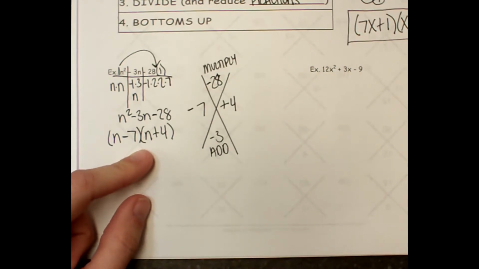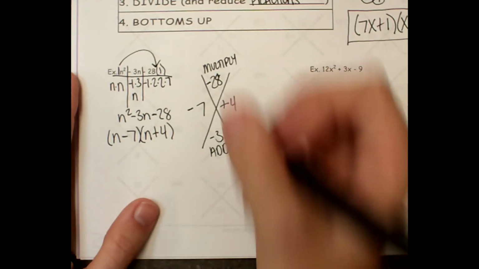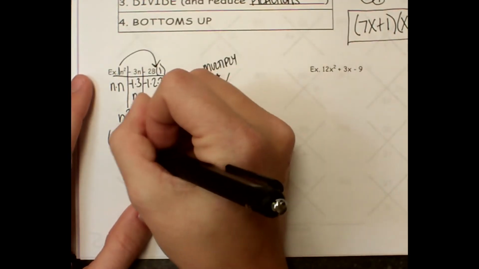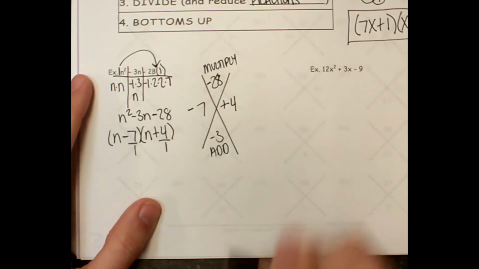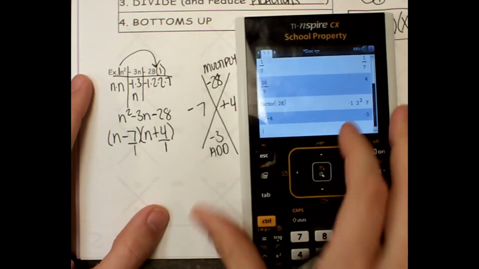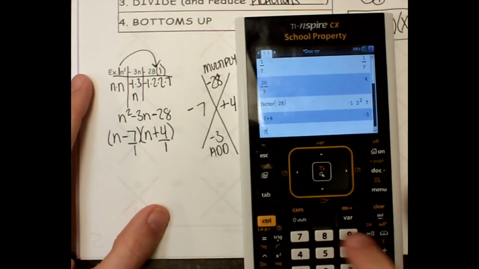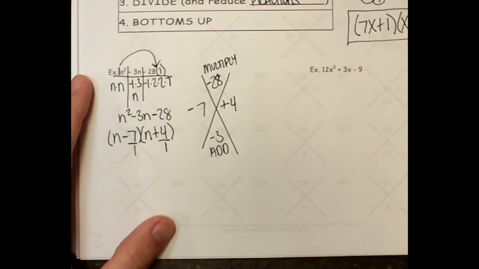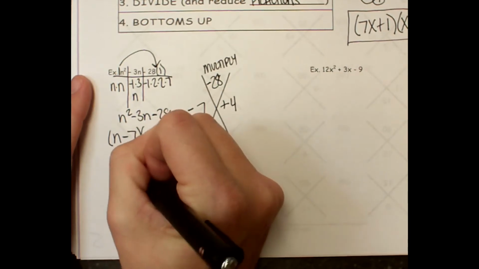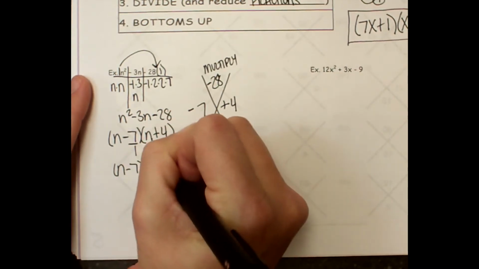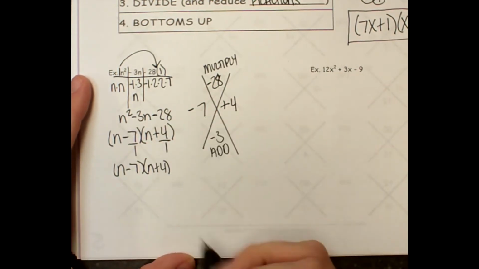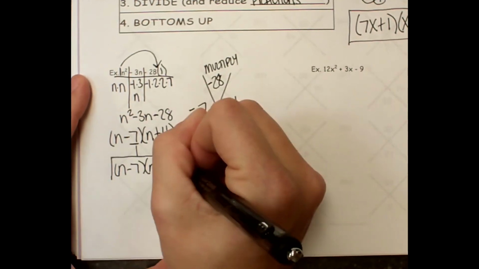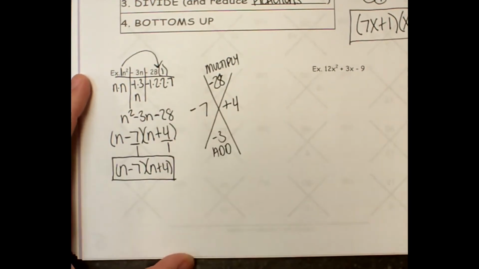So we slide and multiply. We divide and reduce our fraction. This time my number in front was a 1, so I'm going to divide both by 1. Negative 7 divided by 1 is a negative 7. 4 divided by 1 is a 4. So we end up with n minus 7, n plus 4. There's no fractions, so there's no bottoms up. So we're done for that one.